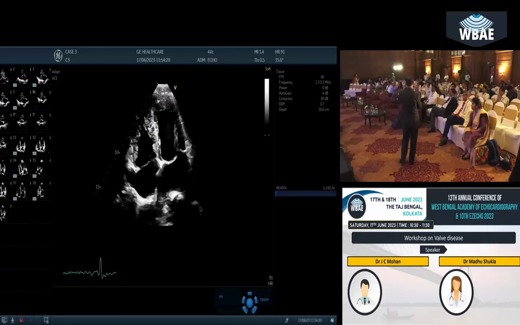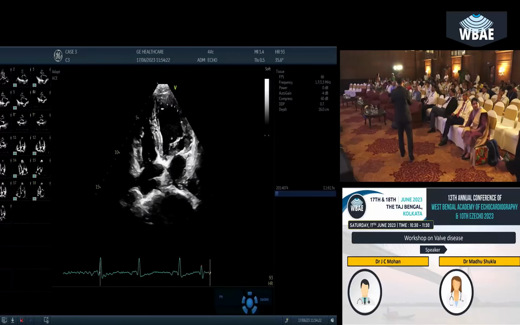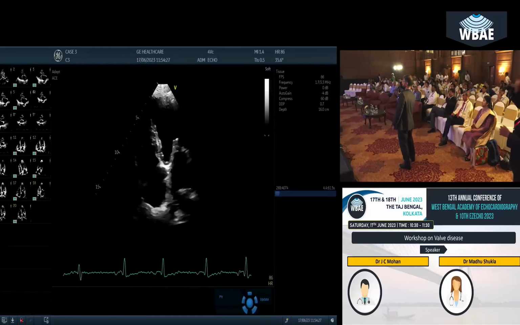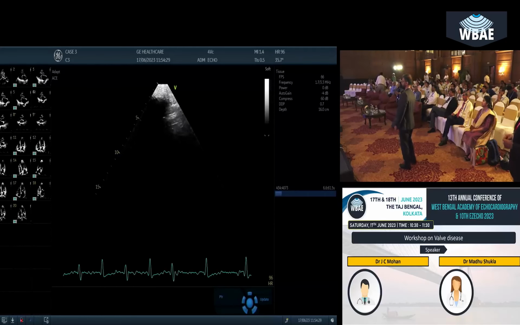This is not the view. We should not calculate RV through this. Let's go now laterally and turn the probe. Let's go to LV. She's doing great.